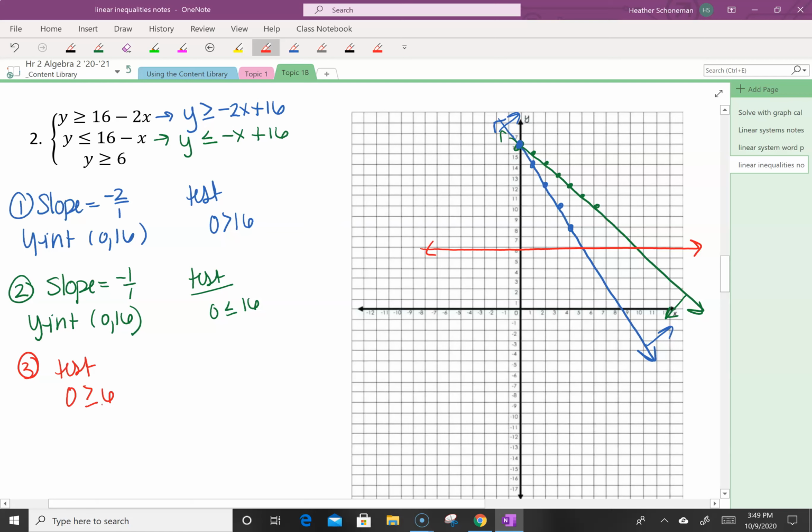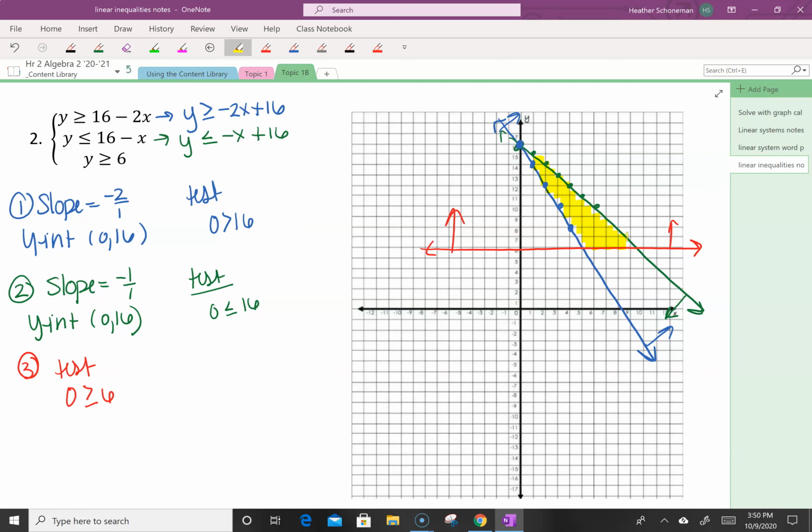That is false, so I need to shade away from the center, and I need to shade up. So if I shade above the red line, to the right of the blue and the left of the green, the area that I'd be shading is this triangle right in here. So what does that mean? That means I can pick any point in that shaded area and it will be a solution to that system.